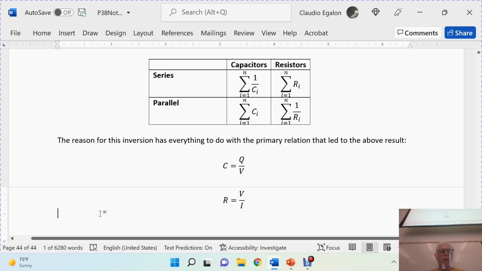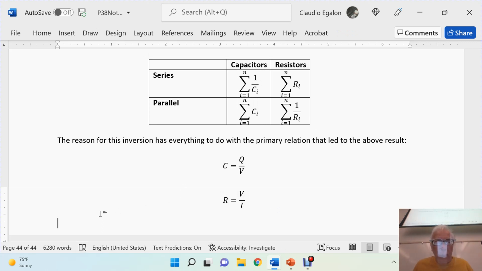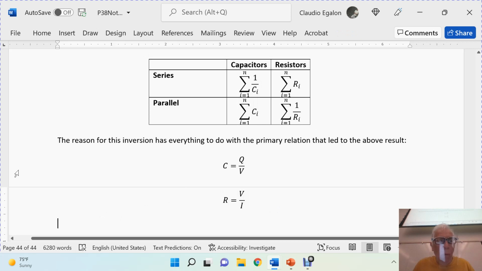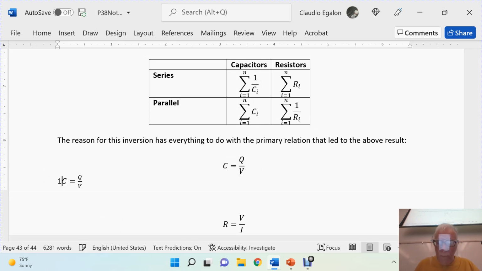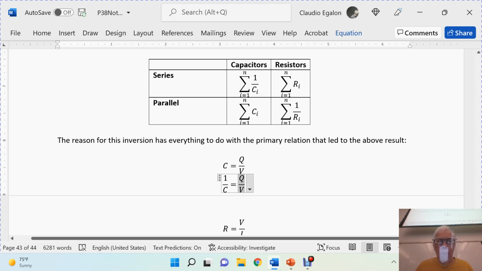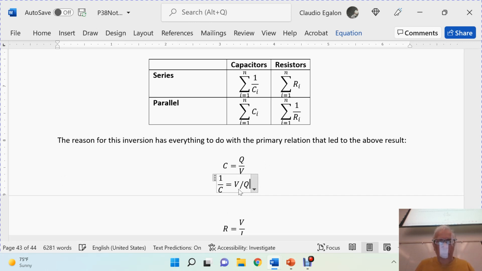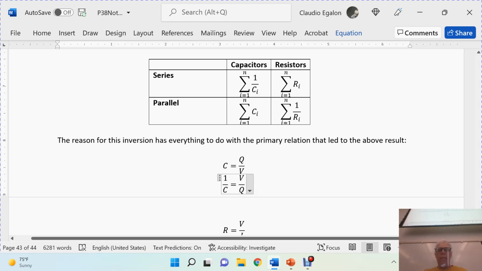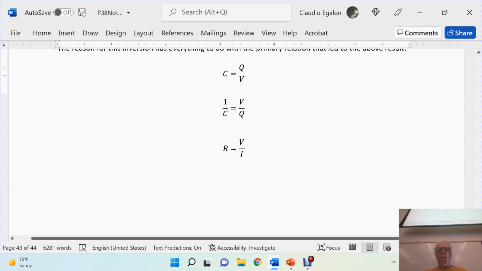Okay, and there is one more interesting thing that I want to share with you. Here you go. Suppose that I write this formula here. Instead of writing C equal to Q over V, I'm going to write that as 1 over C. Oh, 1 over C, right? It's going to be what? V divided by Q, right? Something like that. Okay?